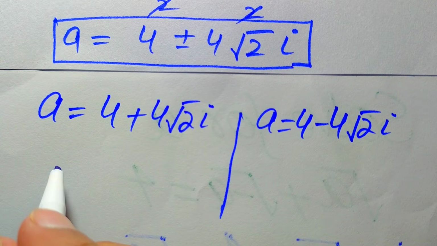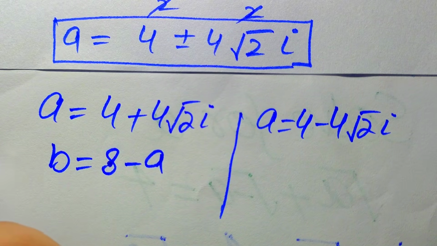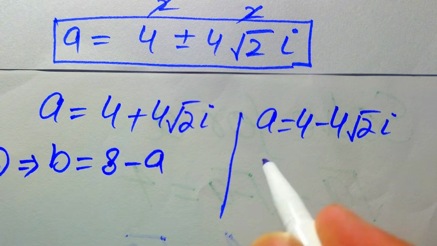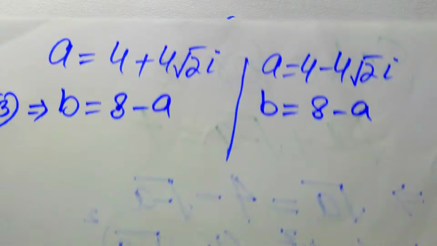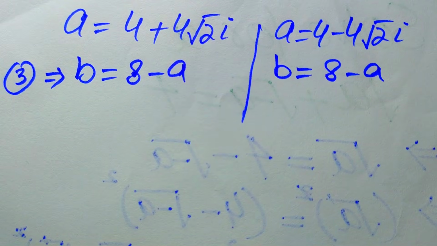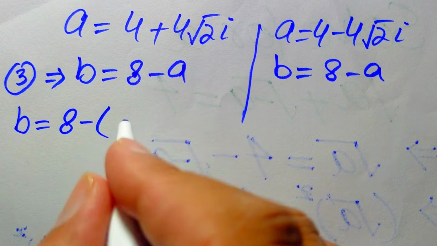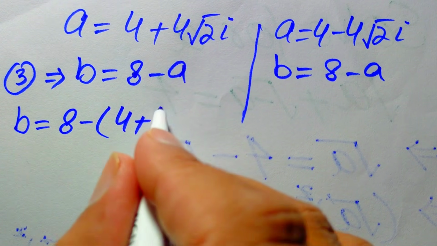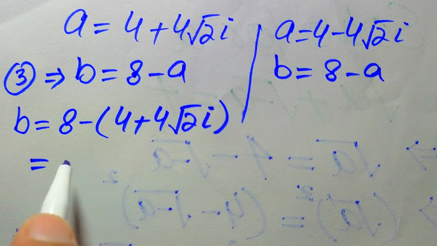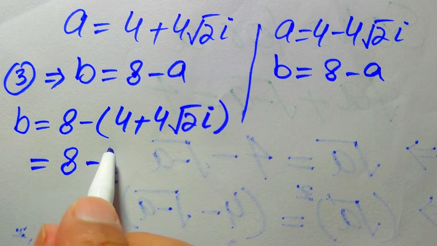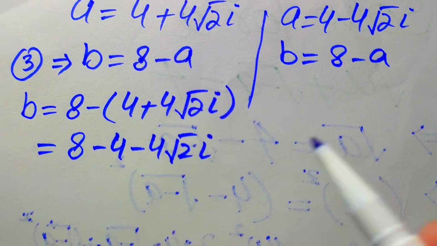So we copy down equation number 3 here, it is b equals 8 minus a. This is the equation number 3. Again we write it here, b equals 8 minus a. And when we put this value of a here, we get b is equal to 8 minus (4 plus 4 times square root of 2 iota), and we multiply the negative sign on both of these two values and we get 8 minus 4 times square root of 2 iota.